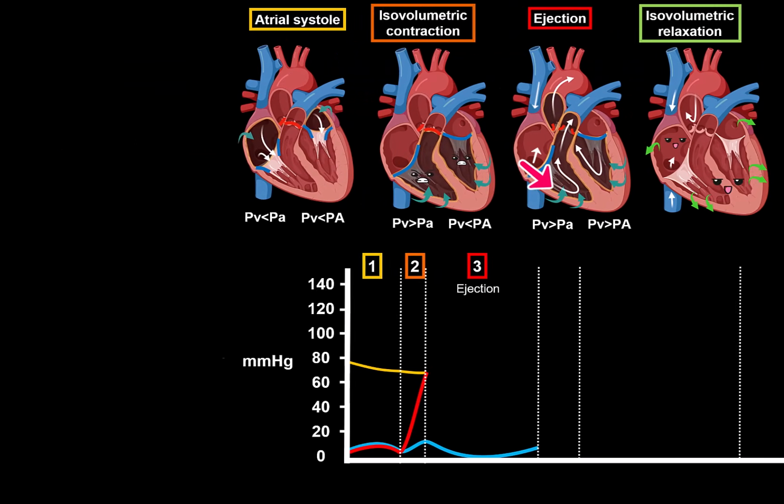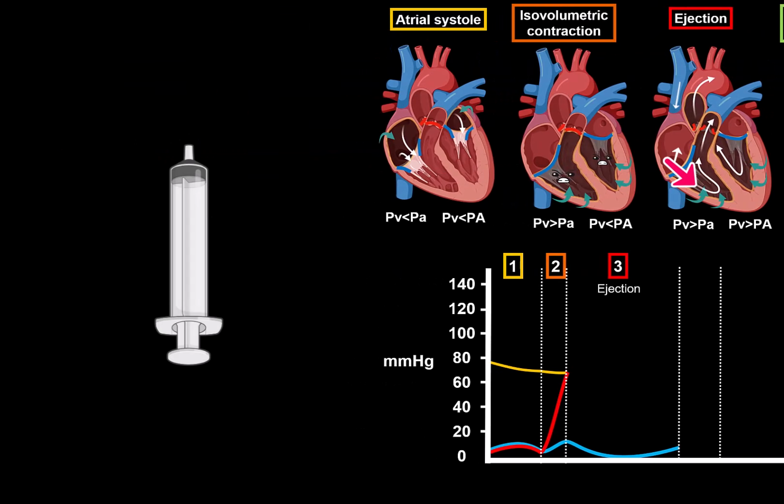Same way as if you're holding a syringe and want to suck up some fluid, how do you do that? You pull this part back, decreasing the pressure in the chamber of the syringe, which allows for the fluid to move in. That same mechanism is happening here in the atria.